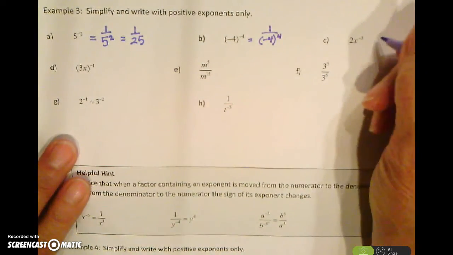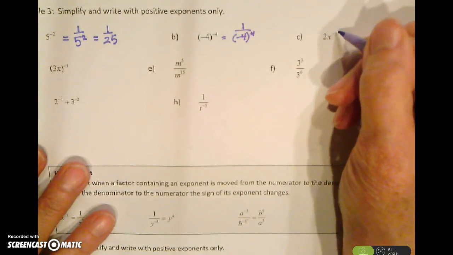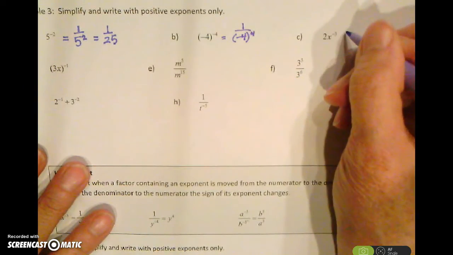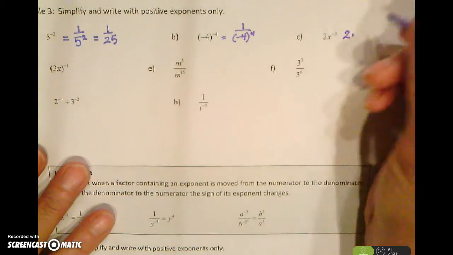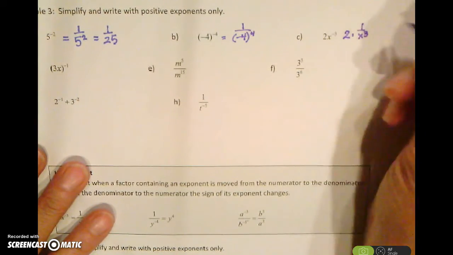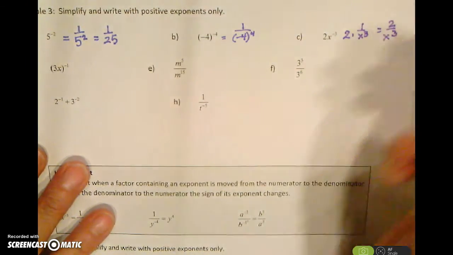Then this next one would be, okay, so here in C, you notice that the negative 3 exponent is just with the x. So the 2 will not be changed, but the x will become 1 over x to the positive 3. And so this then is going to be 2 over x to the third power.